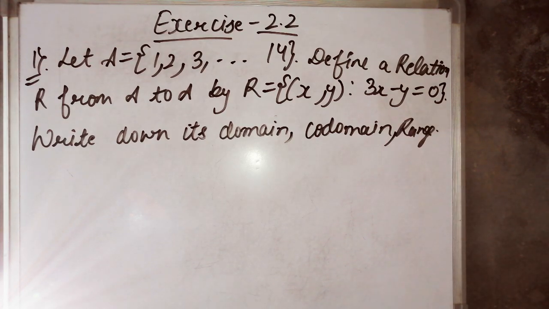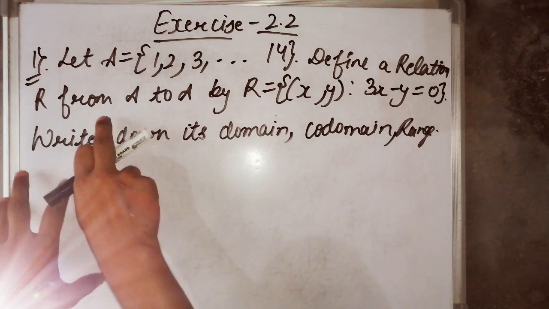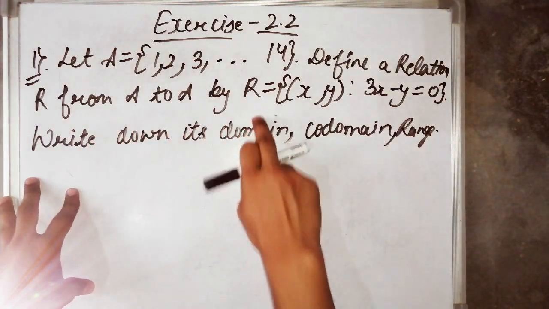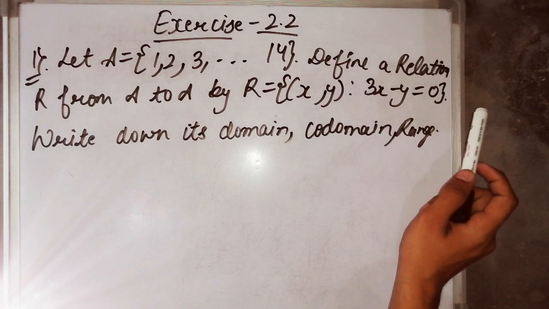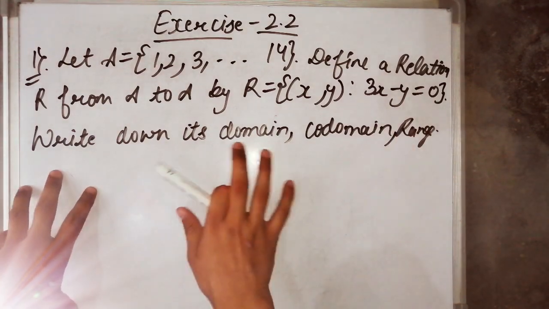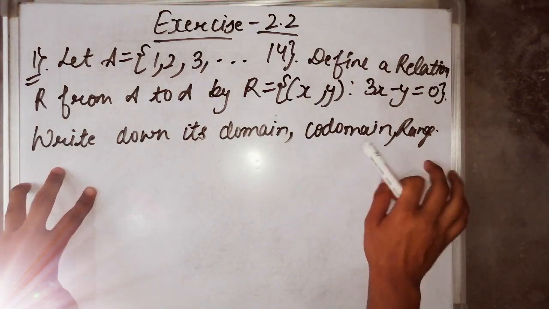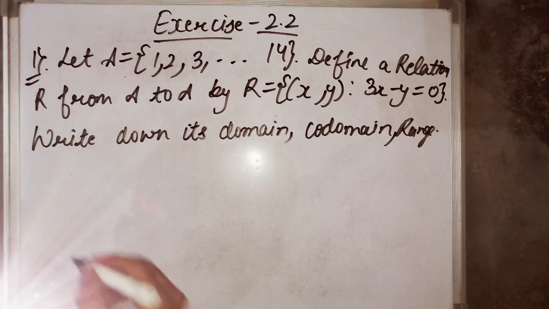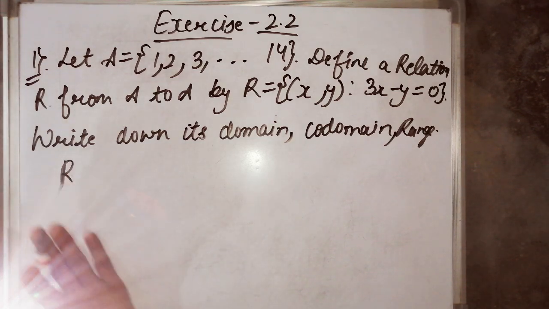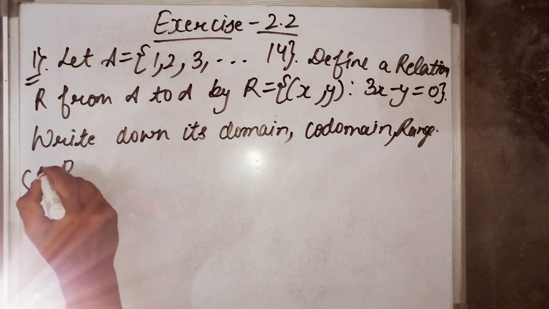In this question we need to define a relation from set A to A by this equation 3x minus y equals to 0, and after that we need to write down domain and codomain and range of this set. Okay, let's write it down. First of all, let's take the relation which is given to us. Let me write down the solution here.